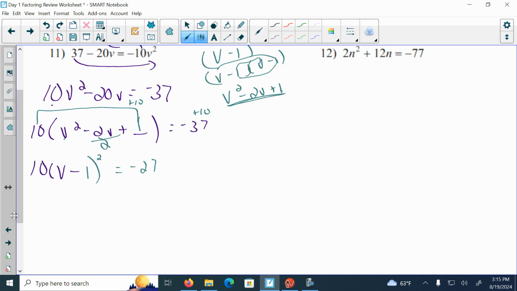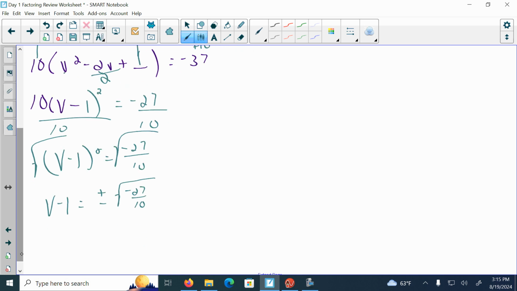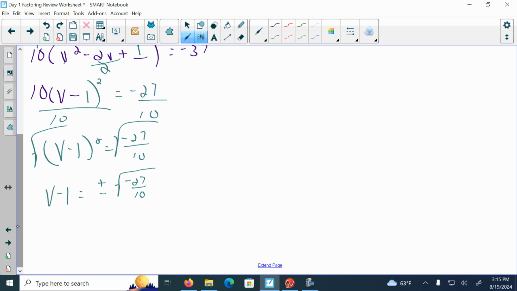Divide both sides by that 10. So now b minus 1 squared is equal to negative 27 over 10. When I go to take the square root, I'm going to have b minus 1 is equal to plus or minus the square root of negative 27 over 10. Now, I know there's no real solutions, but we are in calculus, so we should be able to find the complex solutions, which means we should be finding the i's.